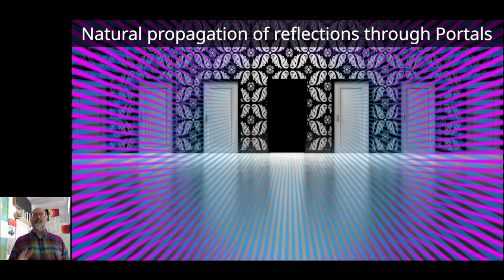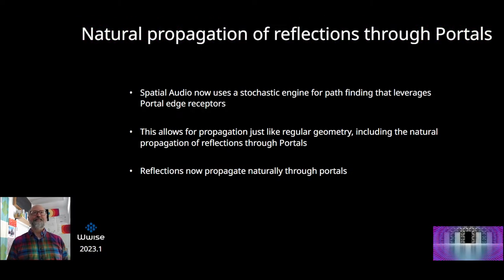Meanwhile, we've made several improvements to the way that reflections propagate through portals. Previously, when the emitter and listener were in separate rooms, the paths between them were found in a kind of piecewise fashion. This approach resulted in a complex process where path segments from the emitter to the portal, from portal to portal, and from portal to listener were constructed by stitching these different paths together.